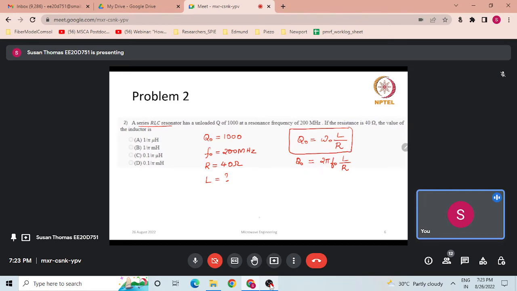If you know this formula, this is just a substitution. Hope you can try this out and tell me the answer. Can you all try that, please? Q naught is 1000, equal to 2 pi, f naught is 200 megahertz, 200 into 10 power 6, into L by R. The L value we have to find out. The R value we know is 40 ohms, so L can be found. Hope I can get an answer. Answer options A, B, C, D. What do you think?